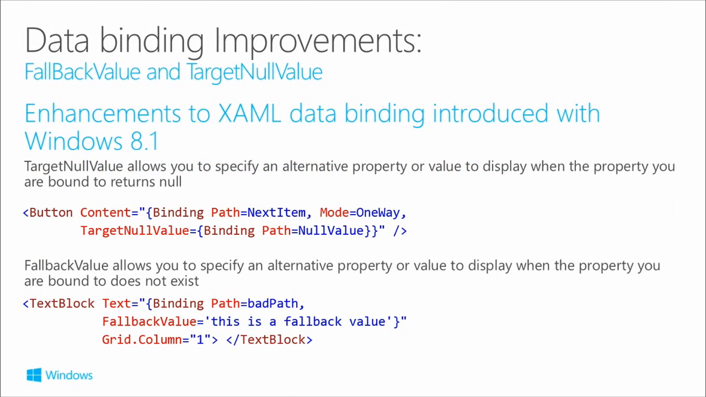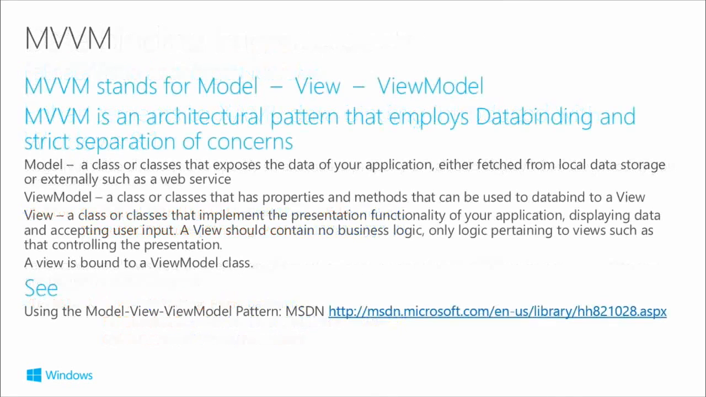We've got a few data binding improvements in XAML. So target null value, so you can bind to a different property if the source property, the main one you're binding to, returns a null value. Or you can specify a fallback value to use instead.